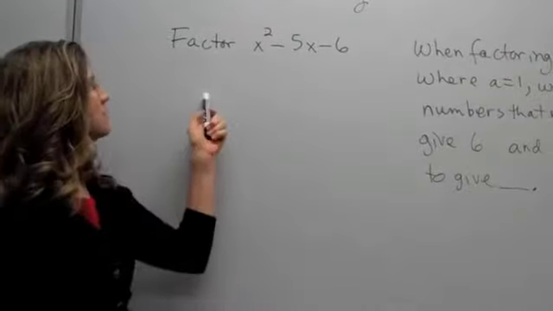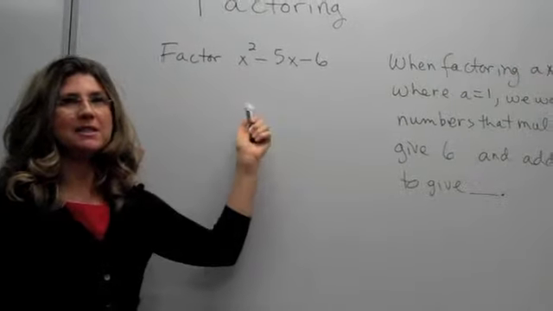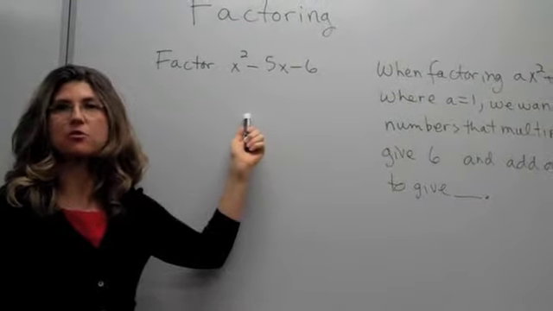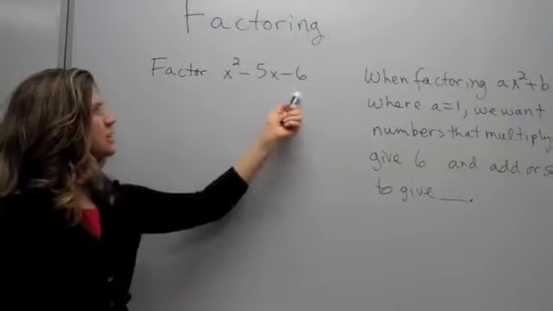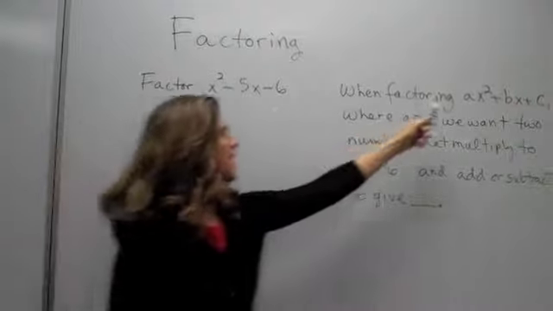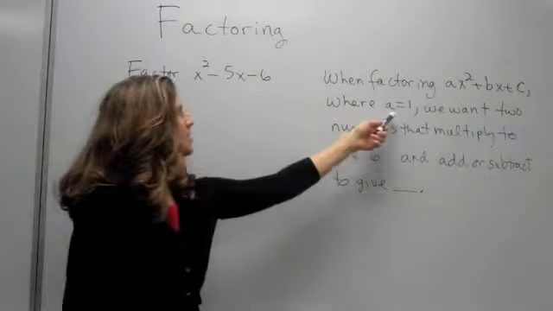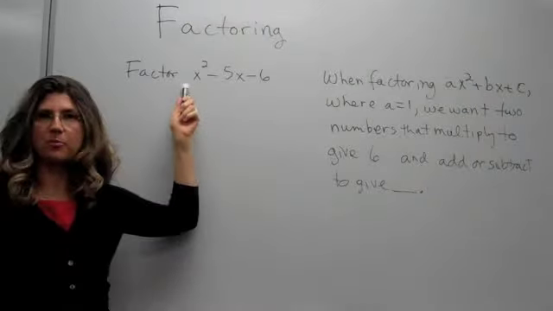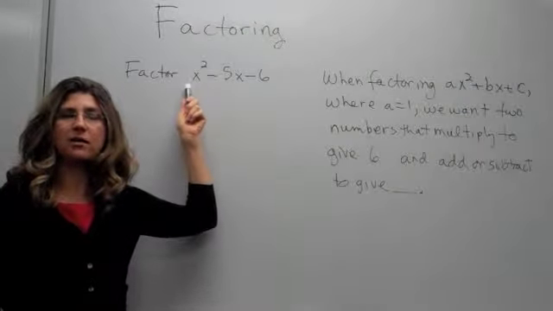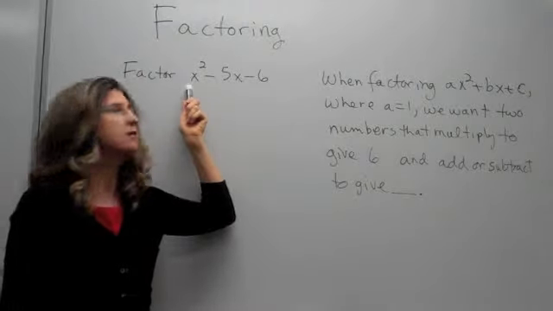So if we factor something like x squared minus 5x minus 6, we say that the leading coefficient of this is 1. This expression is a quadratic expression, and it is of the form ax squared plus bx plus c, where a is 1. Can you see that there's no number in front of x squared? That means that the number in front of x squared, or the coefficient, is 1.